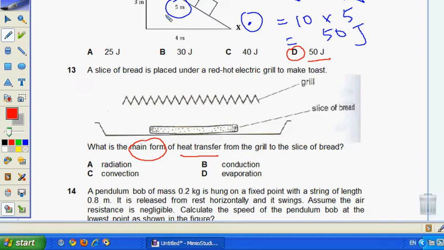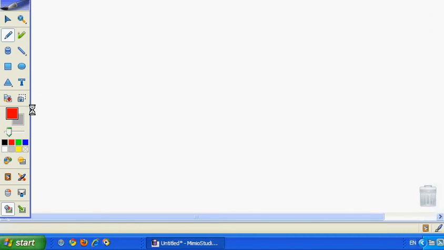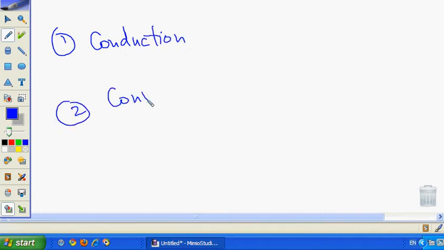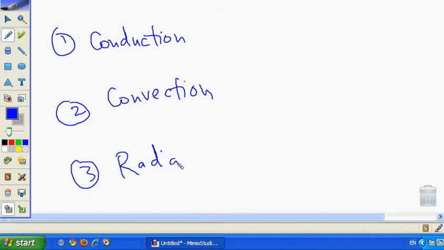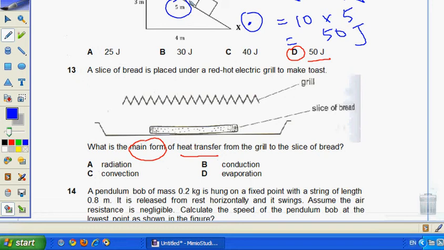Heat transfer, you can recall, is conduction. The first one is conduction. The second one is convection. And the third one is radiation. How do we answer questions relating to these three types? In this case, the question is asking for the main form of heat transfer from the grill to the slice of bread.